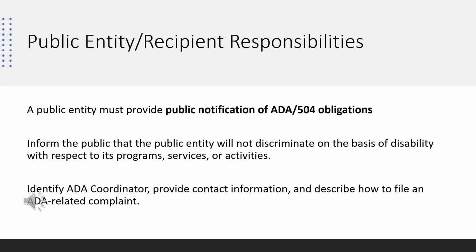A public entity must provide public notification of its ADA 504 obligations. A public entity must inform the public that it will not discriminate on the basis of disability with respect to its programs, services, or activities. The public notice should identify the ADA coordinator, provide that person's contact information, and briefly describe how to go about filing an ADA-related complaint.